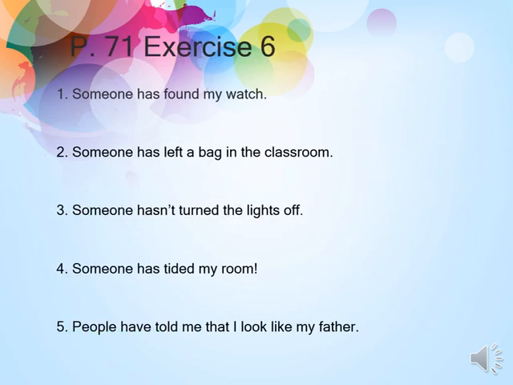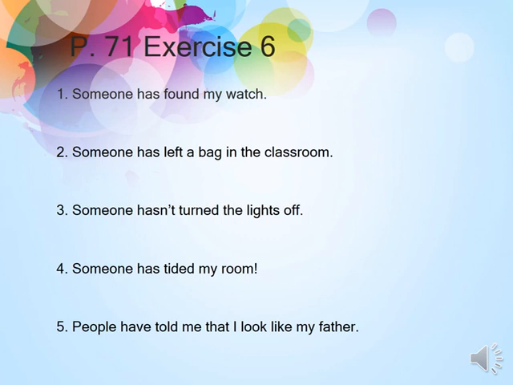Continuing with the same page, exercise 6. In this exercise, we are required to change these sentences from active to passive. You remember the 4 steps that we had, starting with deleting the subject, taking the object to the beginning, then using a suitable auxiliary verb, and finally having the verb in past participle. Remember that because the tense here is present perfect, we have only 2 auxiliary verbs to choose, either has or have. Has for singular, have for plural.